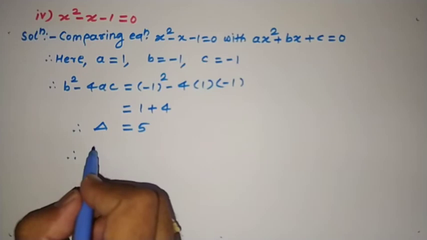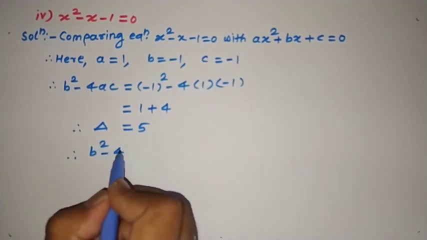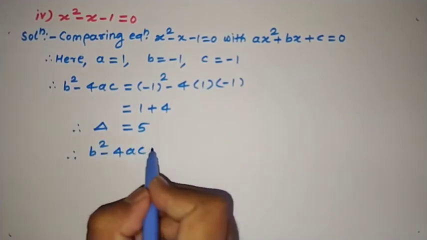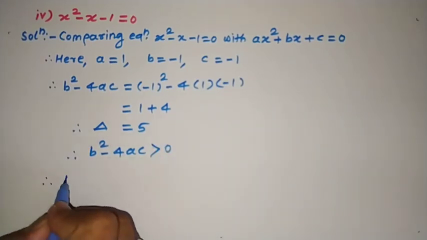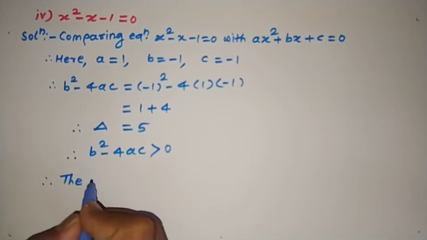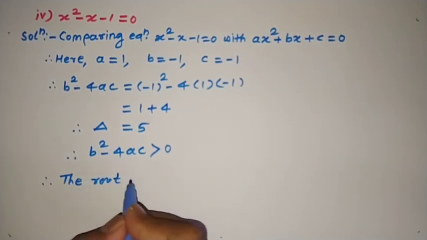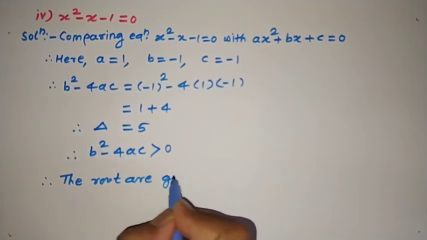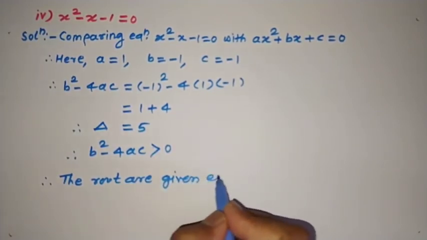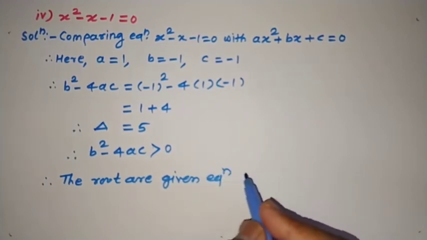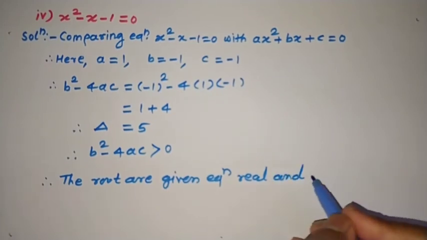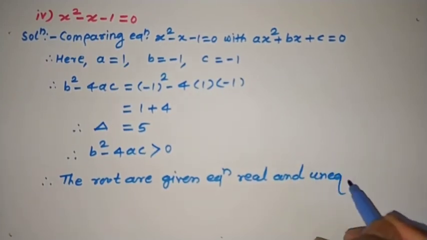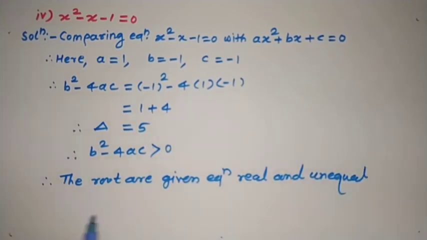Therefore, b square minus 4ac is greater than 0. Therefore, the roots of the given equation are real and unequal.